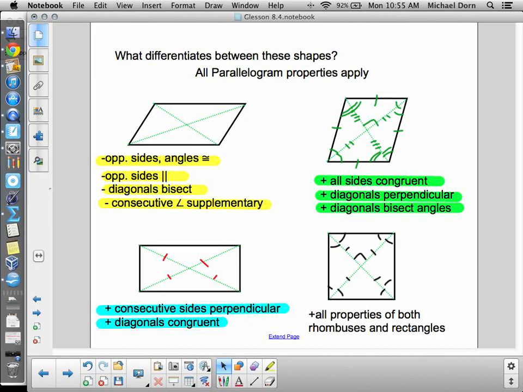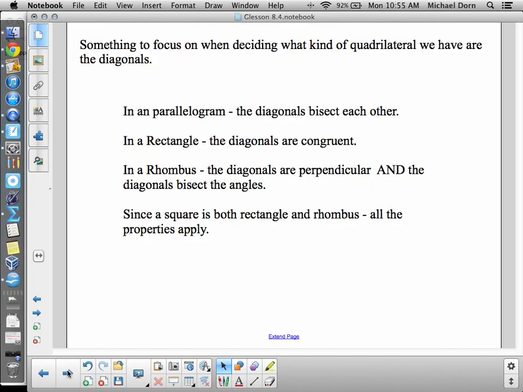And these are our critical properties. Now, one of the things I try to do, because I think it's the easiest, is to focus on the diagonals. I like to focus on the diagonals as a way of distinguishing the type of parallelogram.